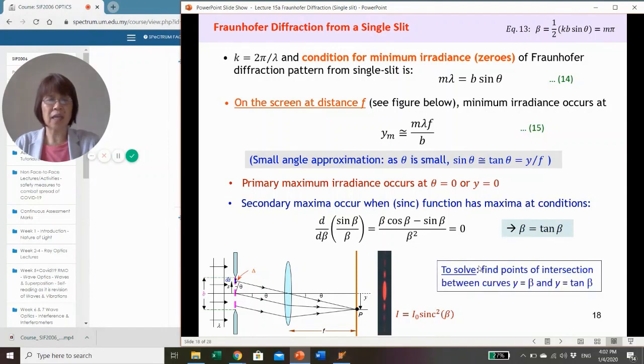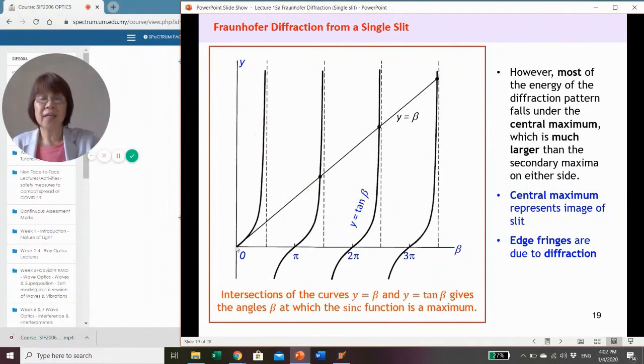So how are we going to solve this? The solution to this will give you beta equals tangent beta. Because the numerator equals 0, sine goes over to the right hand side and cosine goes to the denominator, which gives tangent beta. To solve this equation, the intersection points will be where we locate the maximum irradiance. It's easier to solve it graphically, so we draw curves of y equals beta and y equals tangent beta, which is in the next slide. Here this line is y equals beta, and these are all the y equals tangent beta curves.